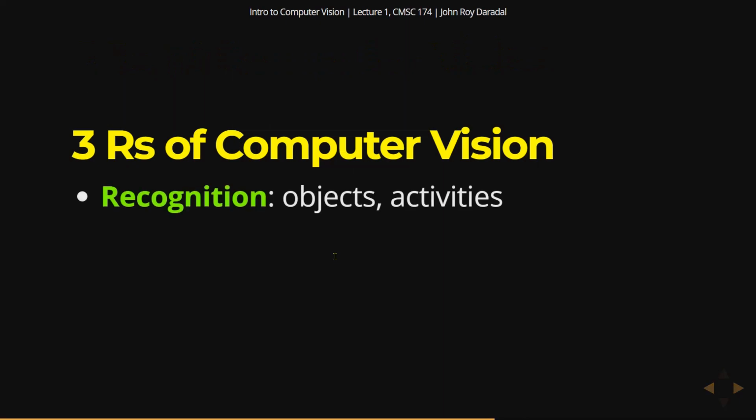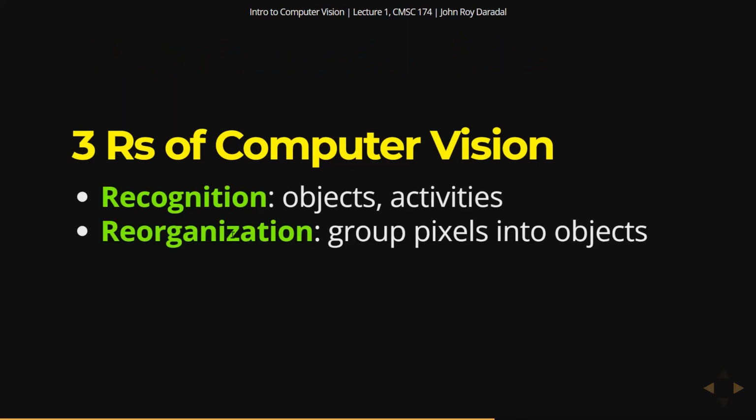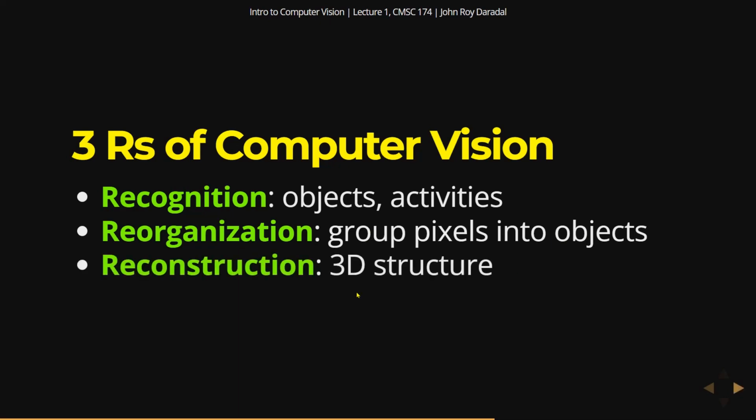Okay, so recognition is about recognizing objects, activities. Reorganization is segmentation, which is grouping pixels into objects. And then reconstruction is about forming the 3D structure. Okay, so those are also the 3 main tasks of computer vision.